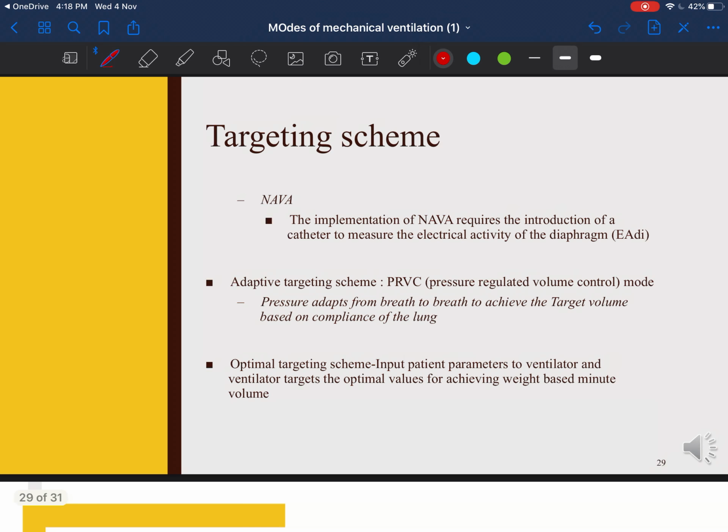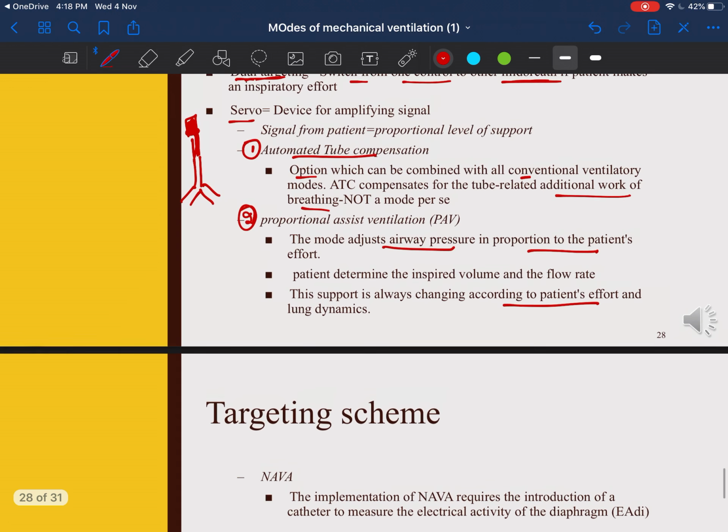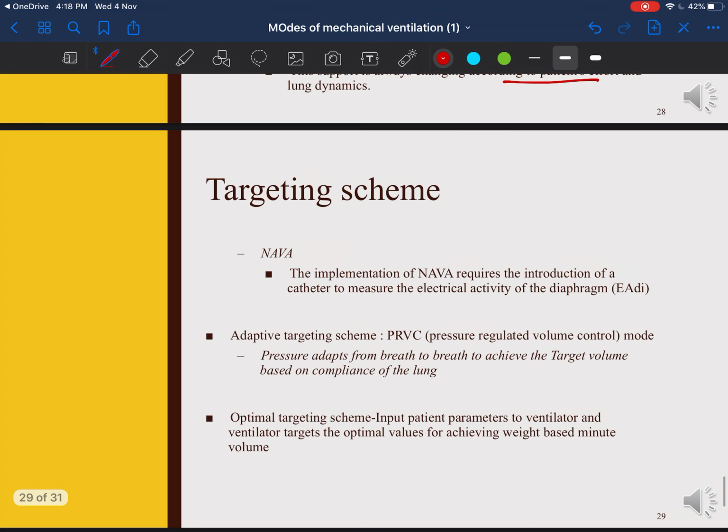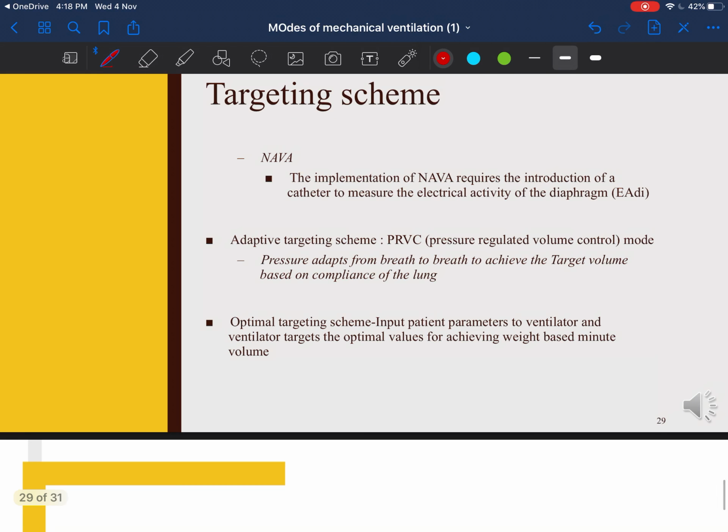Another example of your proportional support or your servo mode is your NAVA, neurally adjusted ventilatory assist, where the electrical activity of the diaphragm is detected, and even before the patient tries to take a breath, the electrical activity will be detected and the ventilator will synchronize better with the patient's effort to take a breath. So basically the patient ventilator synchrony improves.